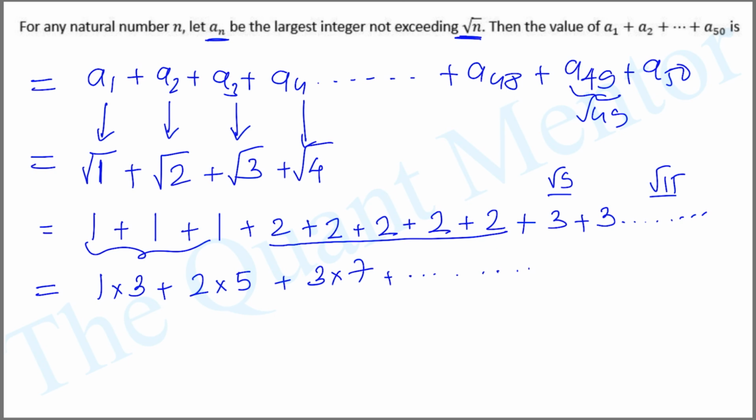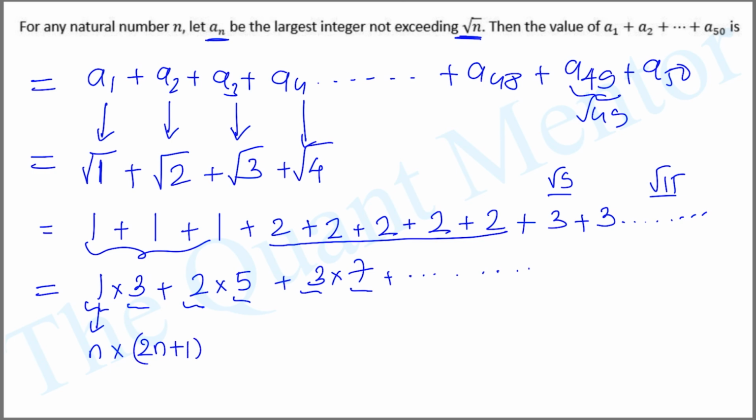So now we can start to see a pattern. The number 1 will come 3 times. The number 2 will come 5 times. The number 3 will come 7 times. So we can see a pattern in here. Every number n, that is 1, 2, 3 or n, will come for 2n plus 1 number of times, right? You can check it out.